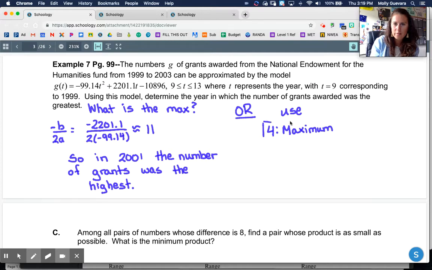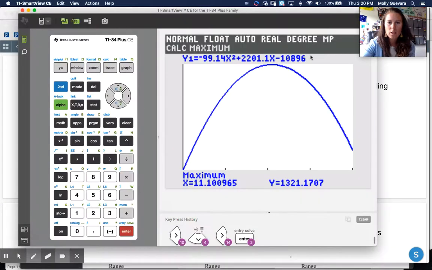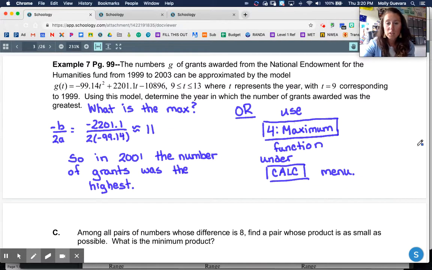So whenever it's like a function that you're using on your calculator, I like to write it how it's written on your calculator. We would use the maximum function, which is under the calc menu, right? So second trace gets you to that calc. And I'll show you that again too. So right here, up here where it says calc, C-A-L-C, that's what you're getting to when you go second trace. So you'd use the maximum function under the calc menu.